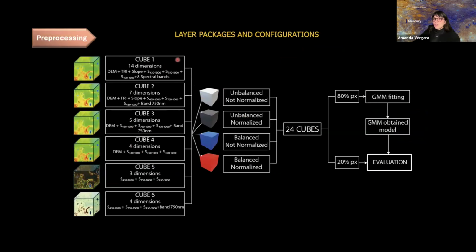Each fitting step was made on different cubes. Each cube contains different layers of morphological and spectral information. And each one of these packages, these cubes, was fitted in 4 different configurations, using, for instance, normalized and not normalized information, or balanced and unbalanced information. Then we use 80% of the pixels for doing the fitting, and 20% of the pixels, a holdout portion, for the evaluation.